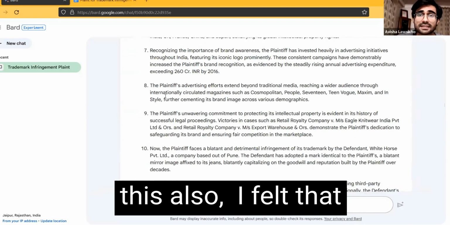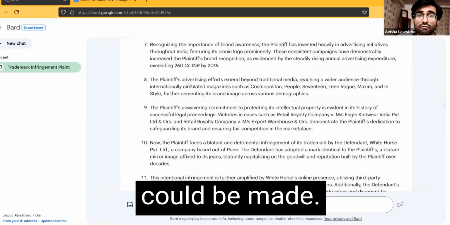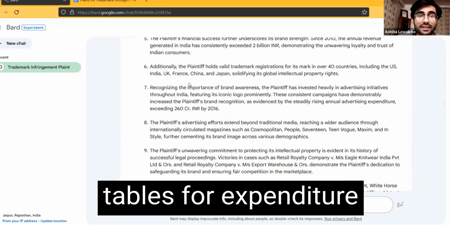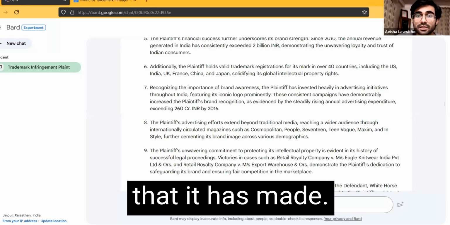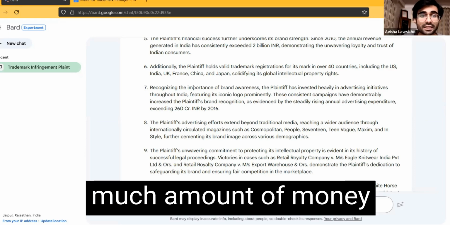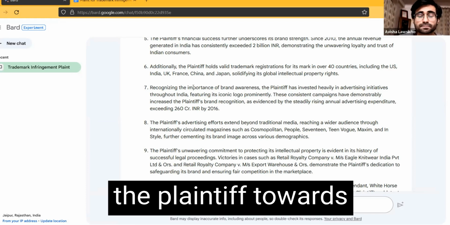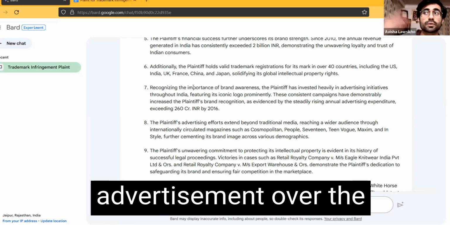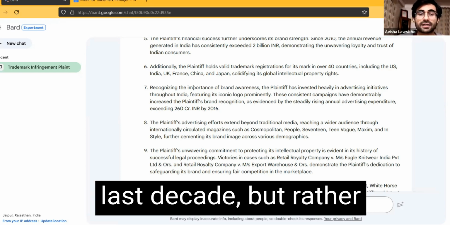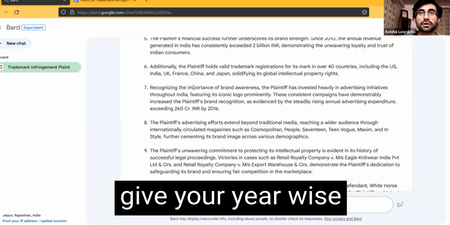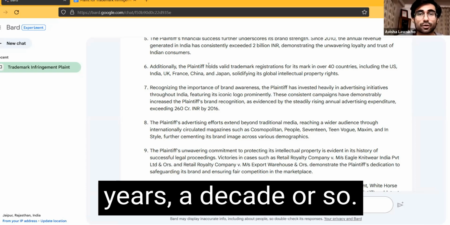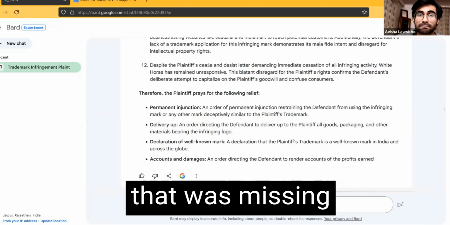After this also, I felt that certain changes could still be made. For example, it has not really given me the tables for expenditure and the revenues that it has made. Over here, it has just put it all together in one place, that this much money has been spent by the plaintiff towards advertisement over the last decade, or this much money it has earned over the last decade. But rather the practice is that you give a year-wise breakup of how much you have earned over the last many years, a decade or so. And that is something that was missing.